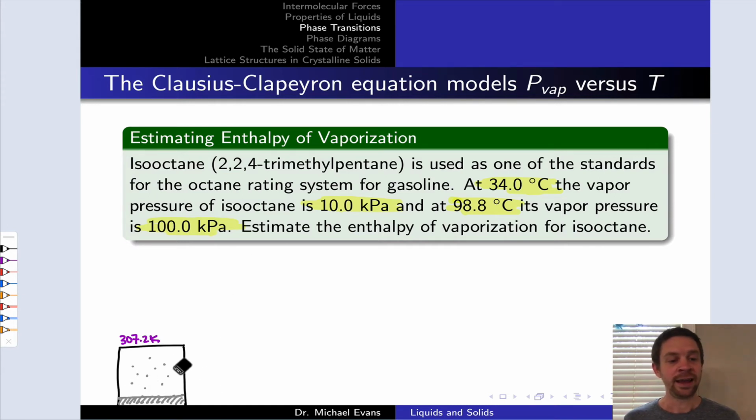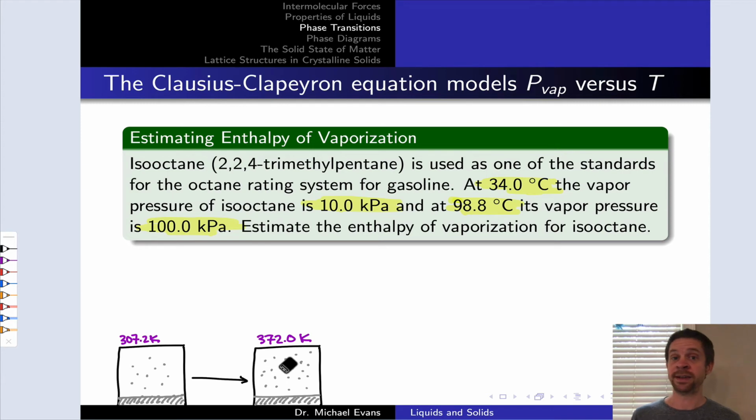Here's the liquid phase, and here are those molecules in the gas phase at 34 degrees C, which is 307.2 Kelvin. What happens at 98.8 degrees C? Well, before I reveal the picture, try to visualize it in your mind's eye. What's going to happen to this gas phase at the higher temperature? What's going to happen to the liquid phase? Well, molecules will leave the liquid phase to some extent and enter the gas phase. The vapor pressure increases because the temperature is higher. Think back to those graphs or our intuition on vapor pressure. So at 372 Kelvin, 98.8 degrees C, we have more molecules in the gas phase.